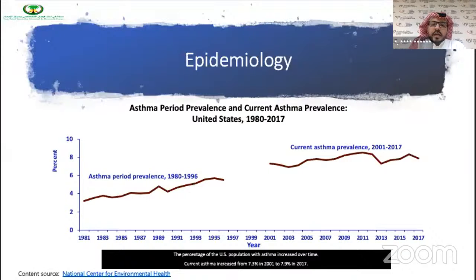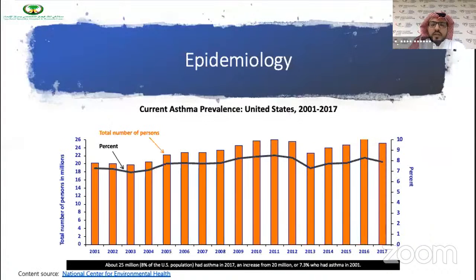This diagram showed asthma prevalence from 1980 to 2017. As you can see, it's affecting both adults and pediatrics, and you can see the prevalence went up from 7.3 to 7.9 in 2017. This is the current prevalence in the last 17 years. As you can see, there is also an increase in number, which is shown in the orange bars.